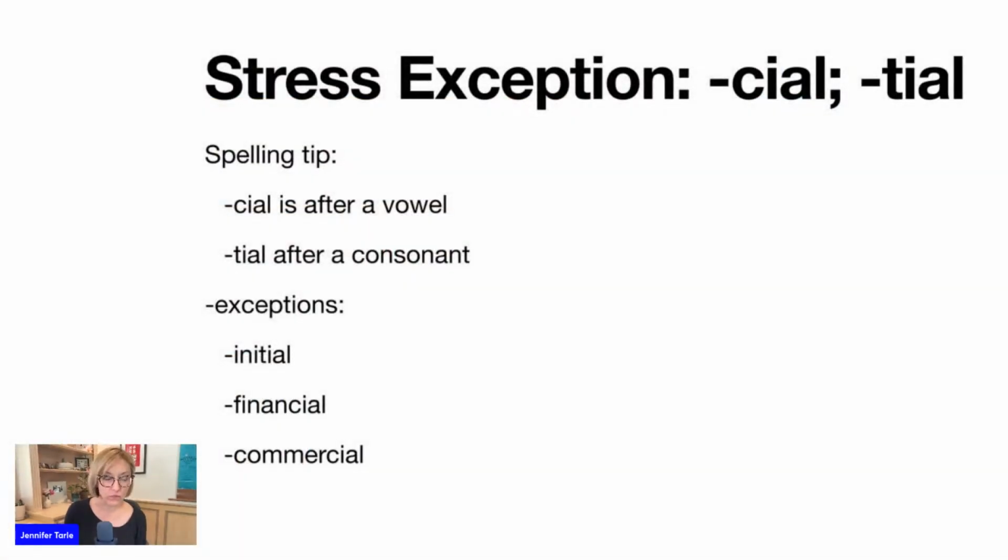All right. So, before that, I forgot, I have a spelling tip for you. Typically we use the CIAL spelling after a vowel and TIAL after a consonant. Of course, there's always an exception. The exceptions here would be "initial," which is spelled with an I at the end of that syllable, and we're going to end with TIAL. "Financial" and "commercial," the N and the R consonants, are followed by the "shull" with the C.